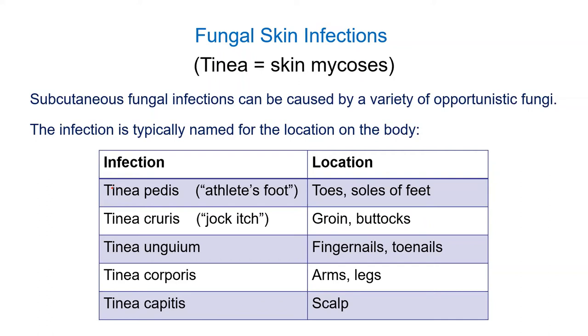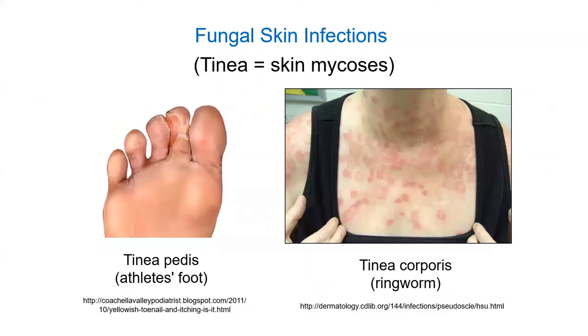You can get tinea of all sorts of other body parts: the scalp, the groin area, fingernails and whatnot. And like I said, the fungi itself isn't usually classified. There's a huge number of organisms, although there are some usual suspects, like with any of these infections, rarely classified because our antifungals work so well in most cases.